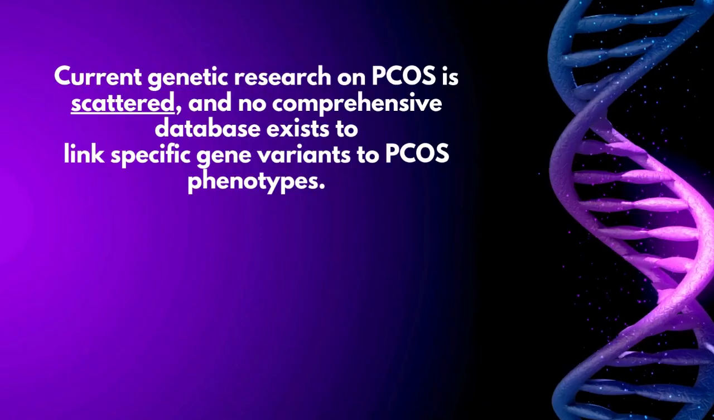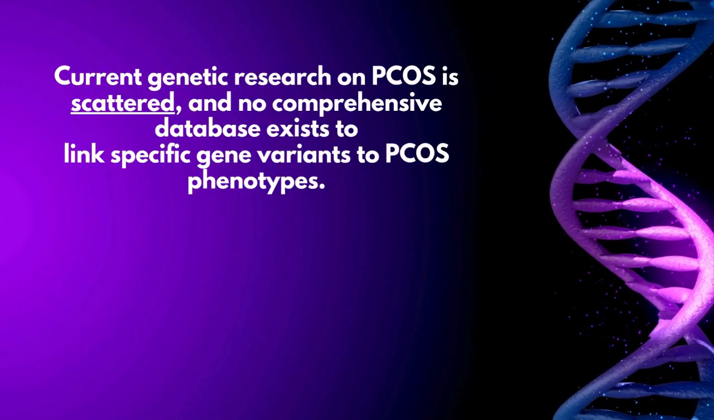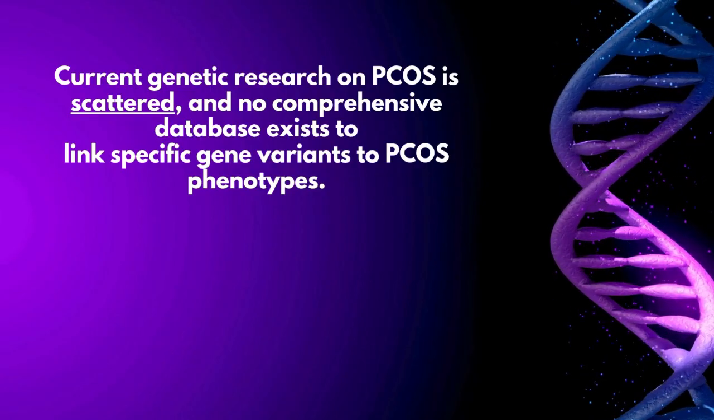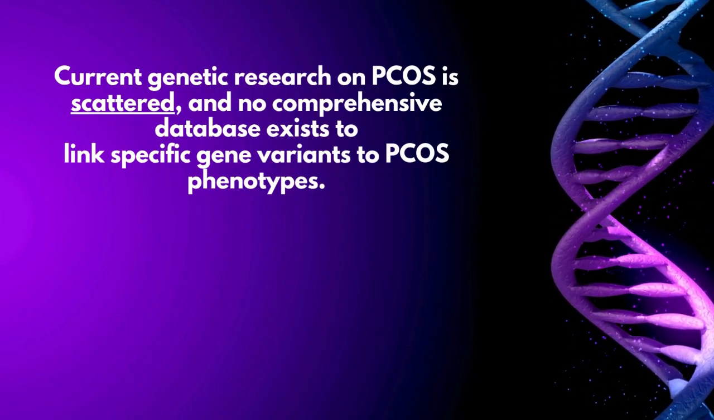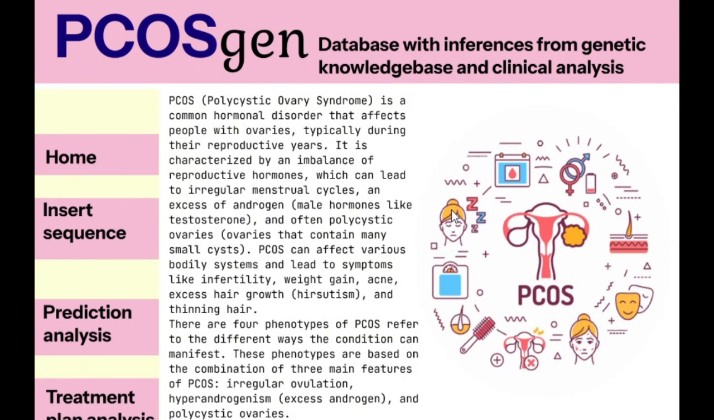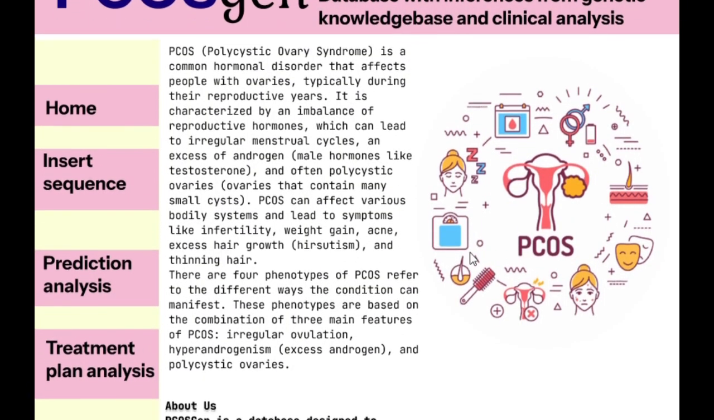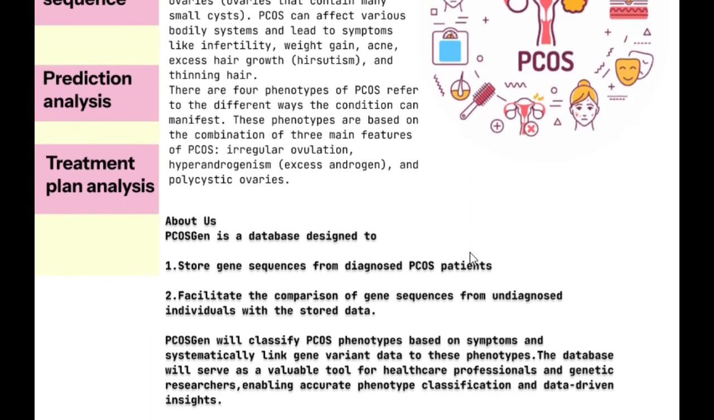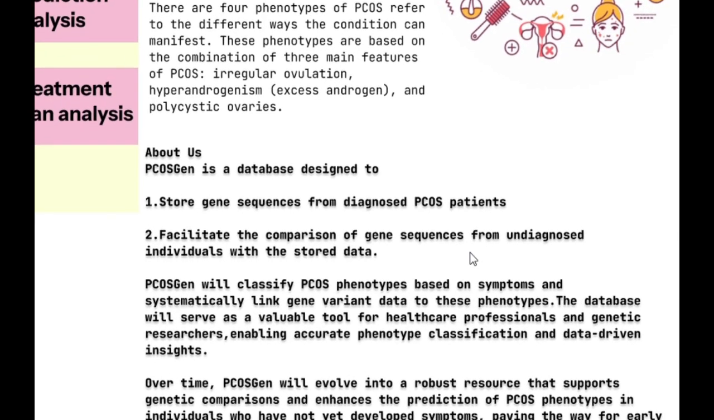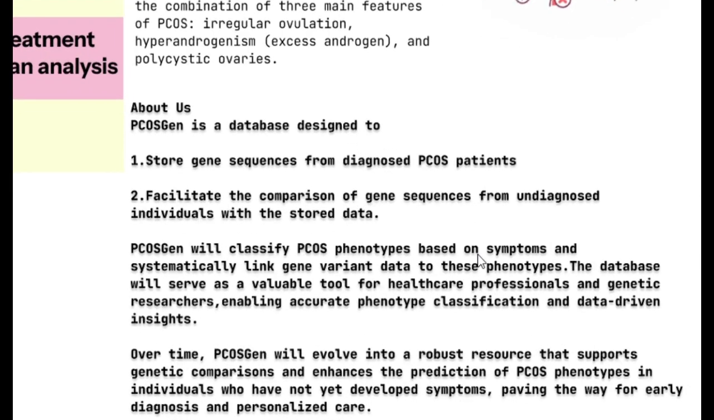and delayed care. Current genetic research on PCOS is scattered, and no comprehensive database exists to link specific gene variants to PCOS phenotypes. This is the problem we aim to solve. We propose PCOSgen, a database designed to store gene sequences from diagnosed PCOS patients and facilitate the comparison of gene sequences from undiagnosed individuals with the stored data.